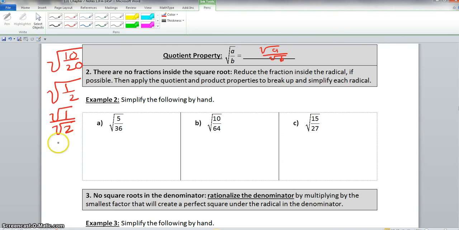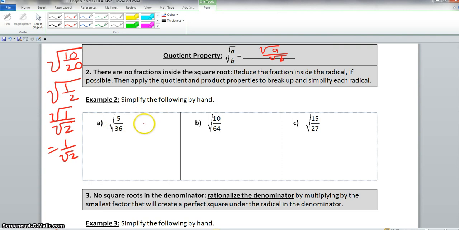Now, the square root of 1 we know is 1, and the square root of 2. Now, what I'm going to do, I'm going to stop it here just to show you how we broke this up. I'm going to show you in another problem how we would finish this off. But let's go here to A.